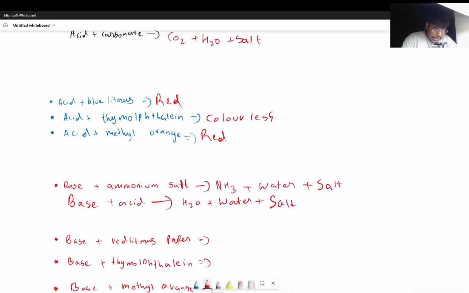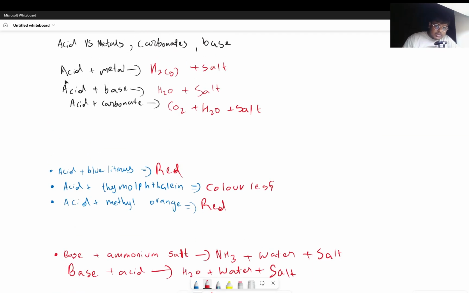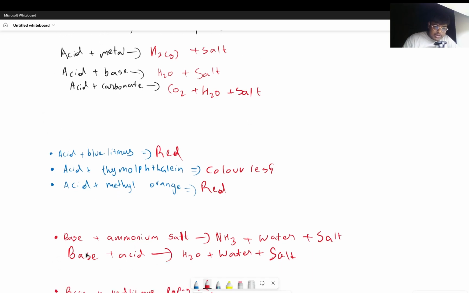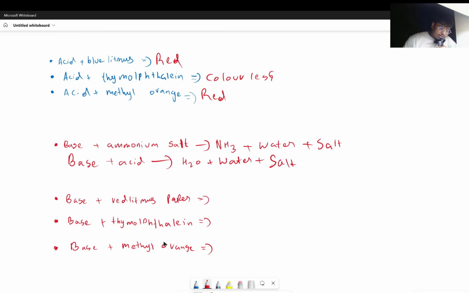These are your key equations. I want you to remember these five. Actually you can cancel out the acid plus base lah, cause it's the same thing as above. So you have only four equations to remember: these two, these three, and this base plus ammonium salt. Now let's see how does the base react with the indicators.